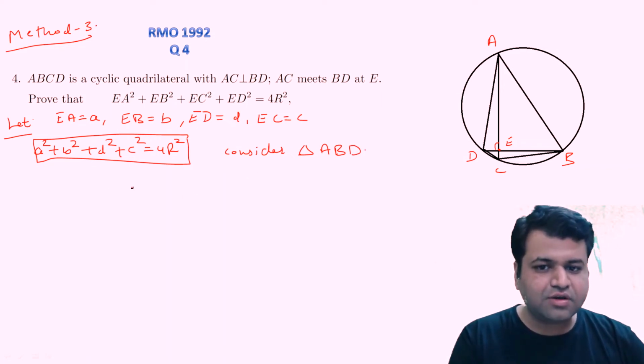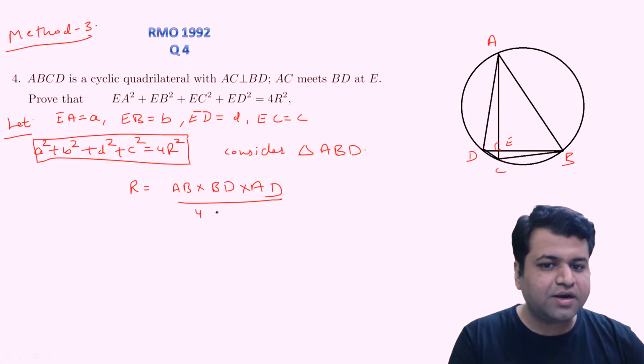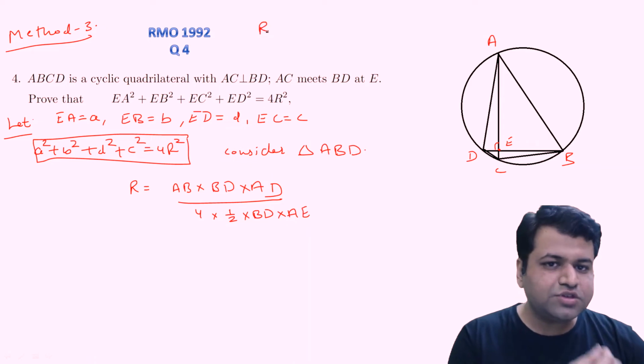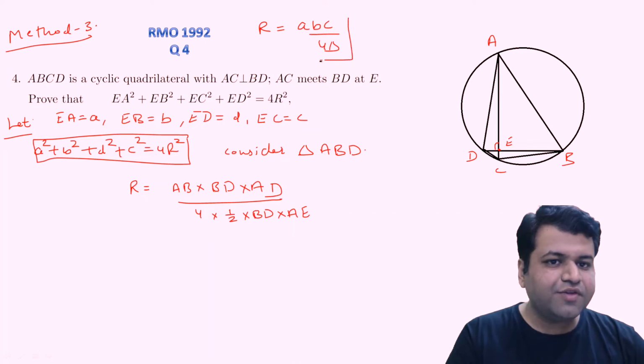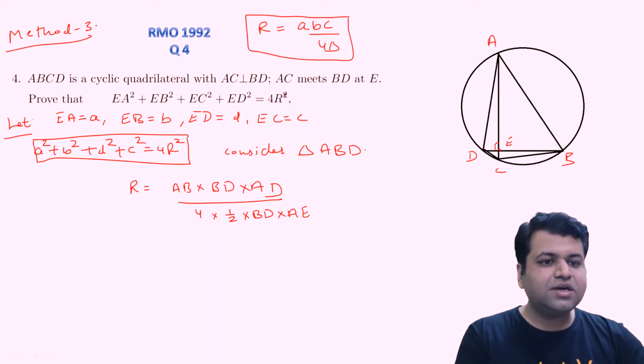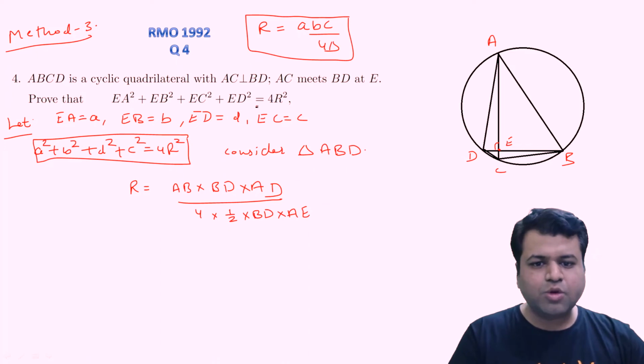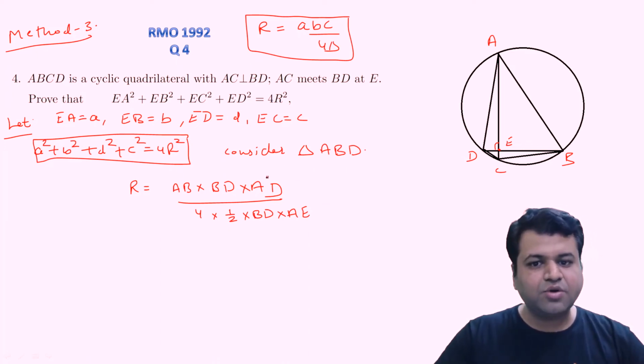we know the formula of circumradius, that is capital R, that is nothing but ABC, that is AB into BD into AD. These are the sides of the triangle, right? ABC upon 4 delta. Delta is the area of the triangle. What will be the area? Area will be nothing but half into base, that is BD, into height, that is AE, right? So we have used the formula of circumradius, that is ABC upon 4 delta, where ABC are the sides of the triangle and delta is the area of the triangle. I hope ये formula आपको पता होना चाहिए if you are preparing for RMO, right?